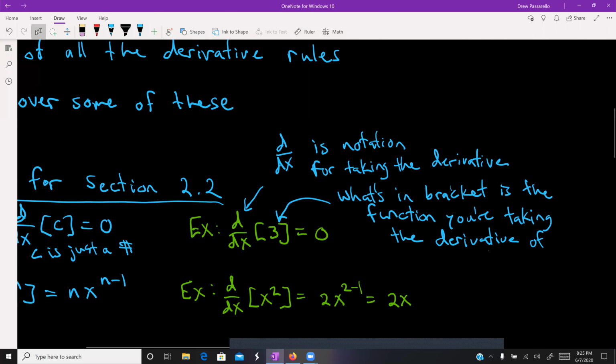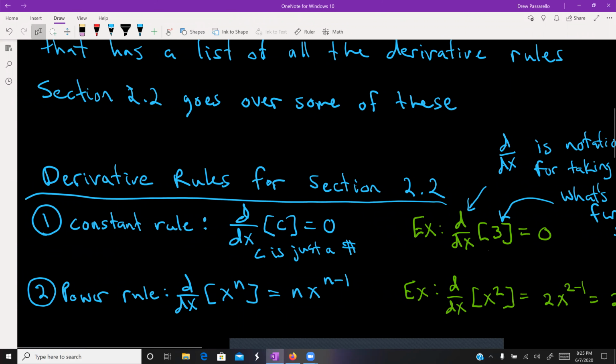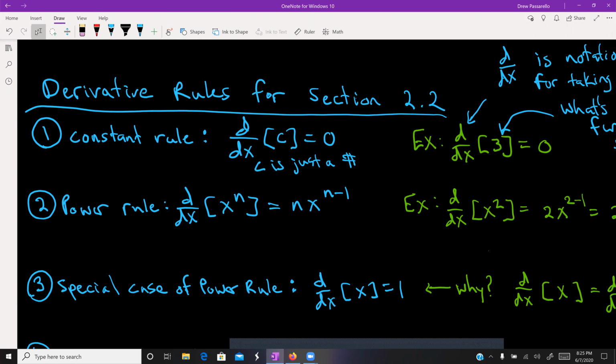But as far as the derivative rules, the constant rule: the derivative of a constant is 0. Like in the example in green, the derivative of 3 is 0.